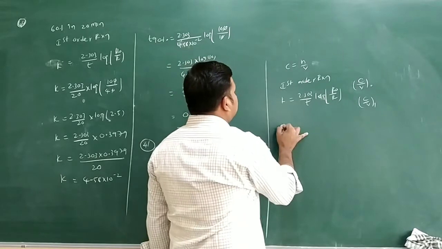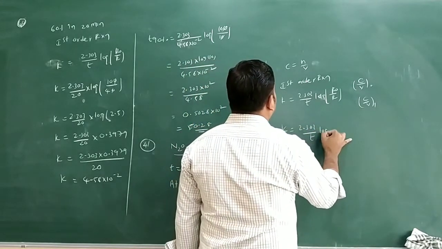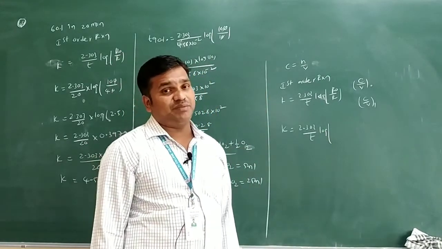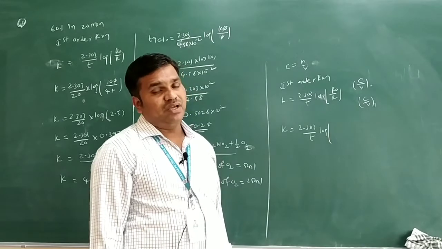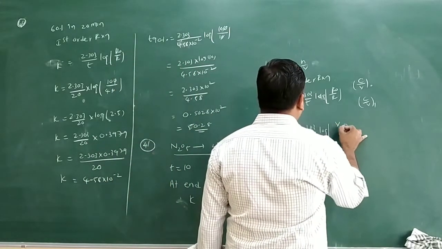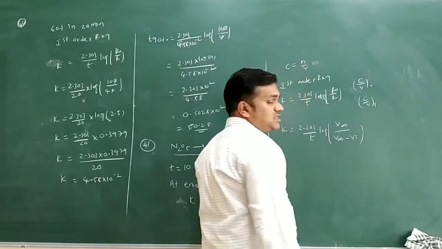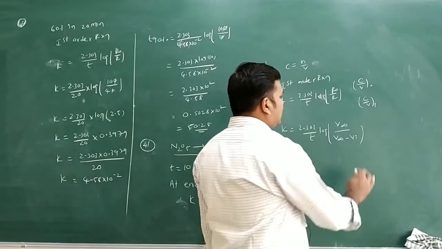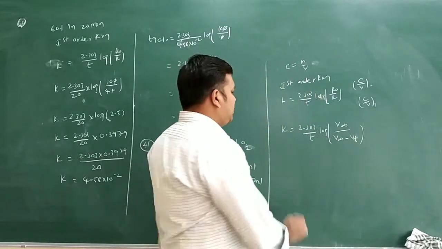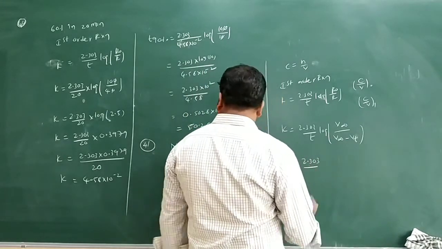So from this I will write K is equal to 2.303 by T into log. Here we are considering only volumes, not concentration, because the concentration is not given here. So I want to write one formula: V infinity by V infinity minus V, where V is the volume at time t. Infinity means at the end of the reaction. So K is equal to 2.303 by, time is given 10 minutes.